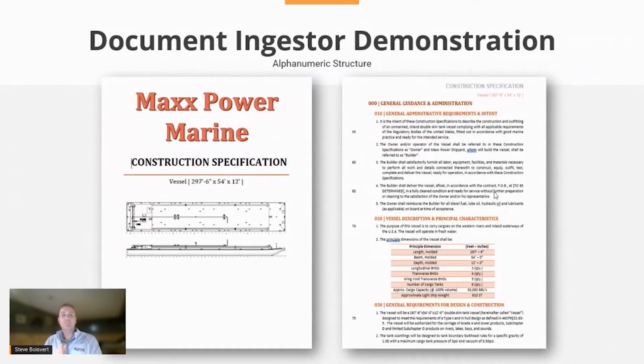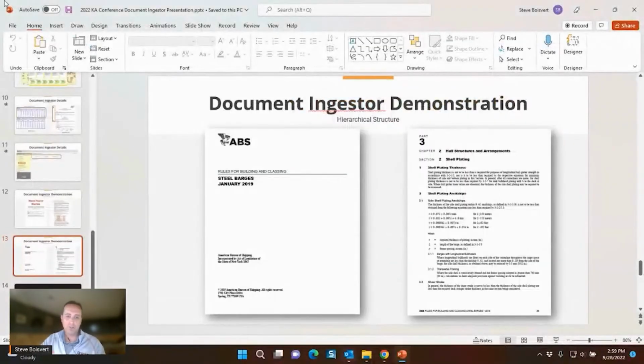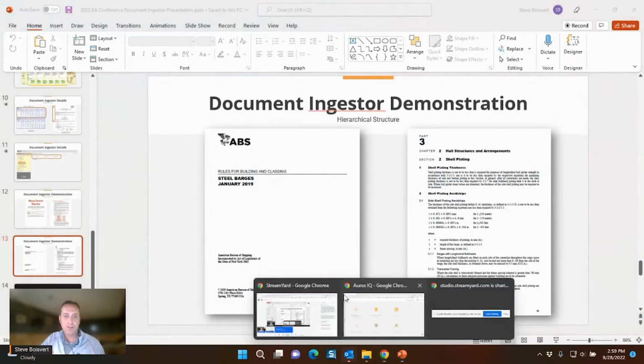So we're going to look at two demonstrations real quickly here. I'm going to use that same construction specification, do a quick and dirty alphanumeric structure, and then we're going to look at one of the ABS documents. The reason I want to do this one for you is because it has table data, and you can see how that functions. So with that, I'm going to hop out of PowerPoint, and we are going to hop into Auros.